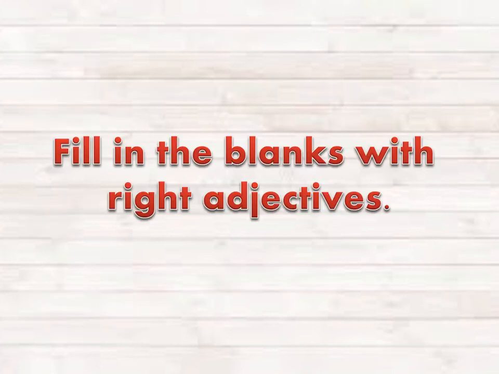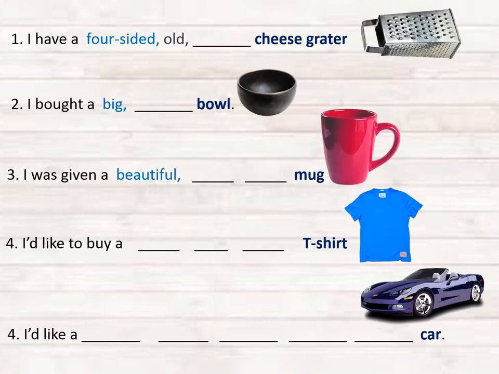Here is exercise 3. Fill in the blanks with the right adjectives. Sentence number 1. I have a four-sided old cheese grater. Look at the cheese grater. It is four-sided. It has four sides. It is old. And old is age. So we need an adjective that has to do with shape or color or origin or material, something that comes after age. So you can use, for example, a color, or origin, or material, metal, for example, material.